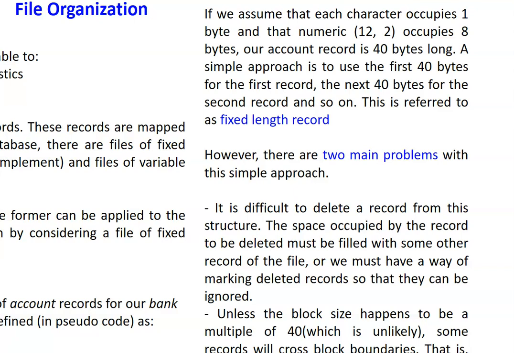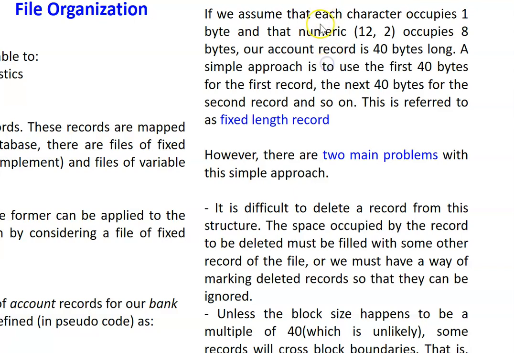So a simple approach is to use the first 40 bytes for the first record. We are assuming that the record is 40 bytes. So the next 40 bytes are for the second record, and so on and so forth. This is what we refer to as a fixed length. It would mean that each and every particular record in your file is going to have exactly 40 bytes, and that is what we refer to as the fixed record.